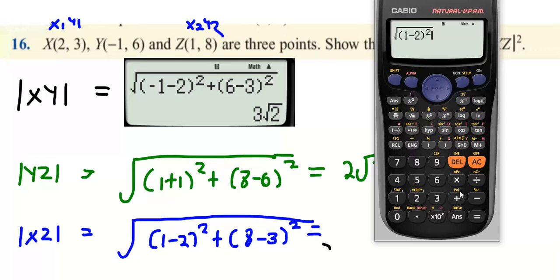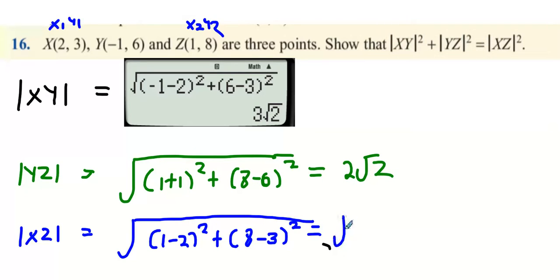I think these are easy enough, aren't they? Just do the same thing over and over again. 8 take away 3 squared. Oh, I made a mistake there. Didn't I have that inside the squared sign? Root 26, yeah, I was right.